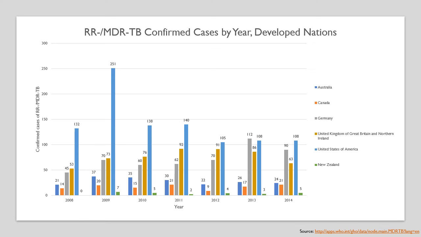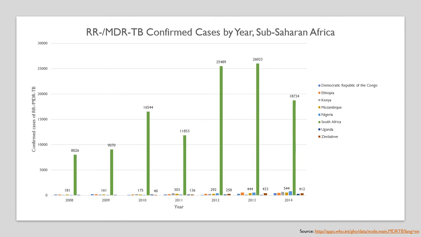So this graph basically shows the rifampin multi-drug resistant TB by year in the developed nations. I just want to show this in order to set up a baseline so that we can look at the underdeveloped nations. If we look at this, we see the highest numbers here are in the 100s, 251. These are the highest numbers for the developed nations.